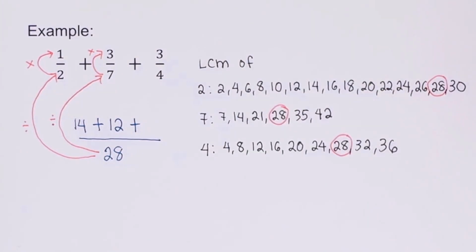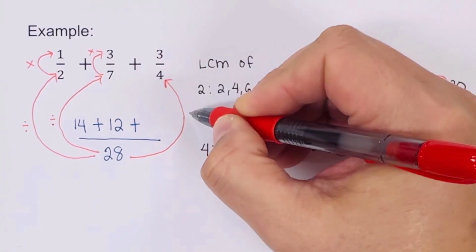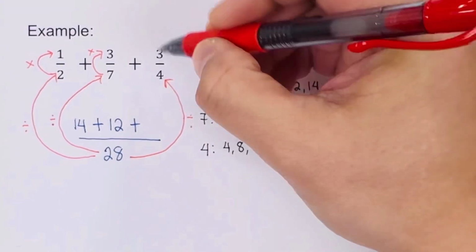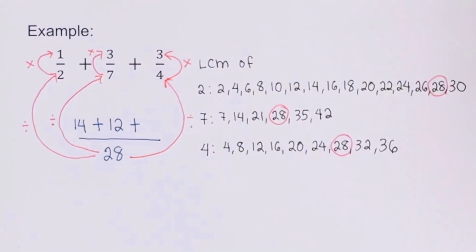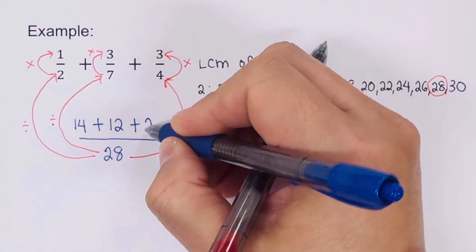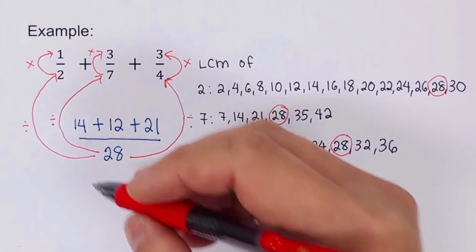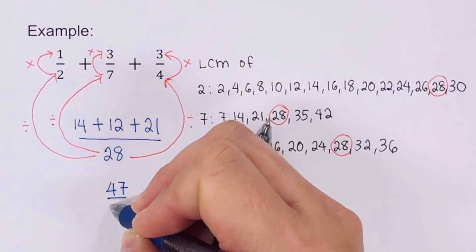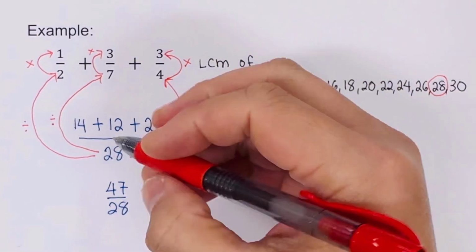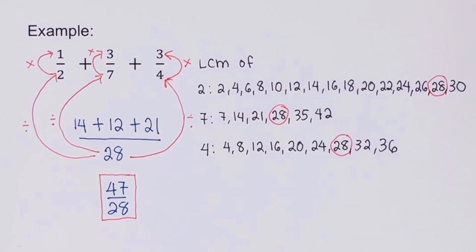And that's a plus. We do the same thing. 28 divided by 4 is 7. 7 times 3 is 21. So I'm going to write 21 right here. So we're going to add all these three together. This would come out to 47 over 28. So this is the sum of these three fractions that we have up there.